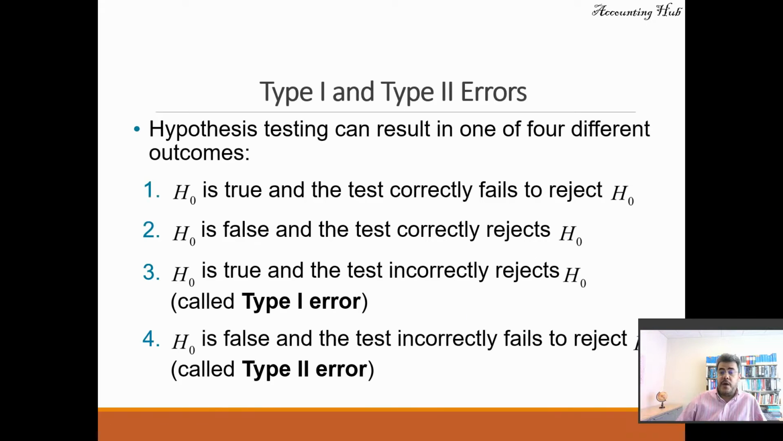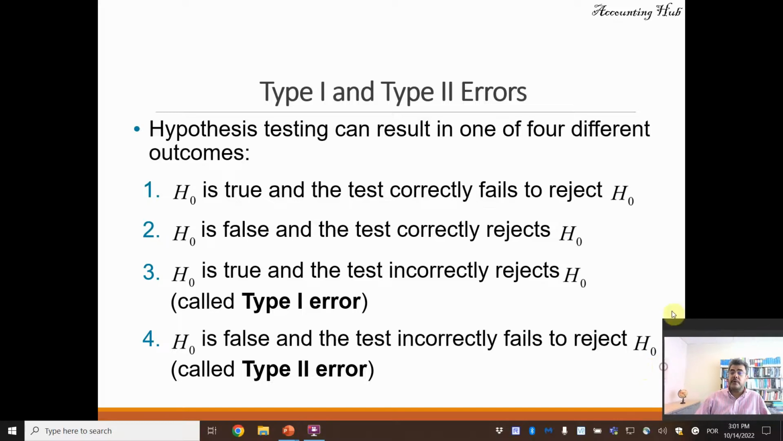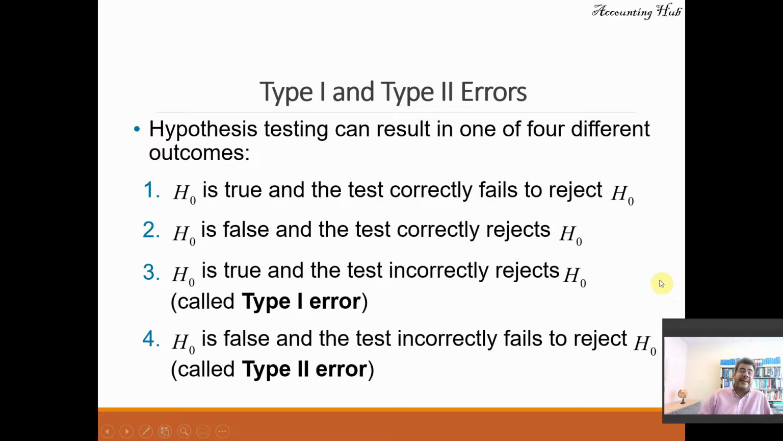So, what are we talking about? Okay, now it's better. Hypothesis testing can result in one of four different outcomes. H0 is true, and the test correctly fails to reject H0. That is what we want. Or H0 is false, and the test correctly rejects H0. That is also what we want, and that is the good one. So we are able to reject H0.